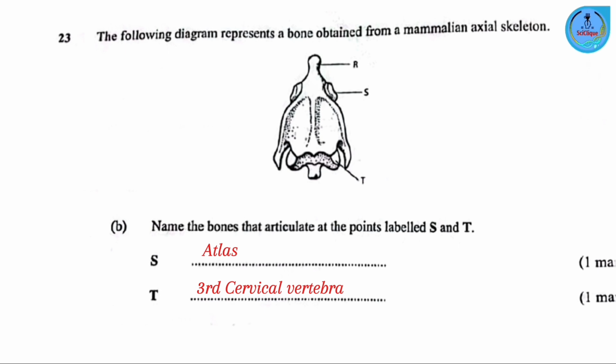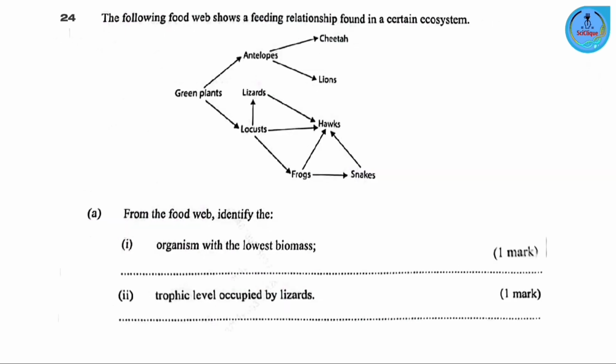Okay, moving on to our last question. Is it our last, by the way? Yes, it's our last question. The following food web shows a feeding relationship found in a certain ecosystem. Now, if you want to take a look at the food web, kindly pause the video and do so. Part A. From the food web, identify the organism with the lowest biomass. This is the hawk. Roman number 2, the trophic level occupied by lizards.